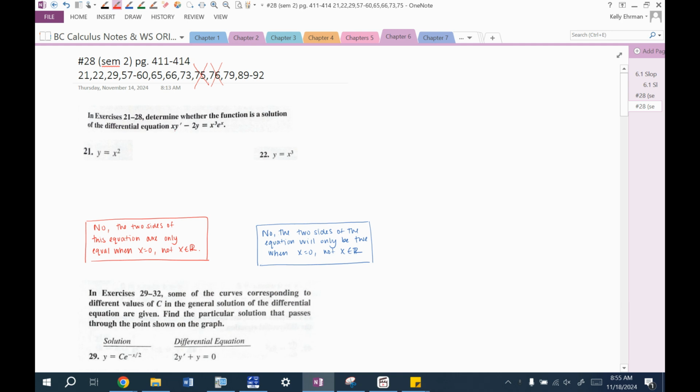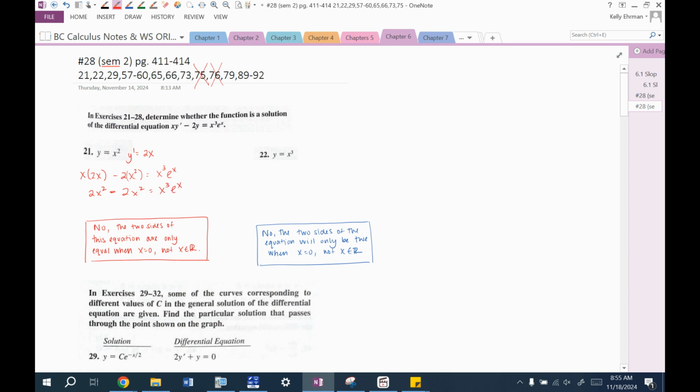So remember, y prime is just dy/dx. So y prime is 2x. So I should be able to sub in values. So x times, instead of y prime, I'm going to sub in 2x, minus 2 times, instead of y, I'm going to sub in x squared. Is that equal to x cubed times e to the x? So this should say 2x squared minus 2x squared, is that equal to x cubed times e to the x?